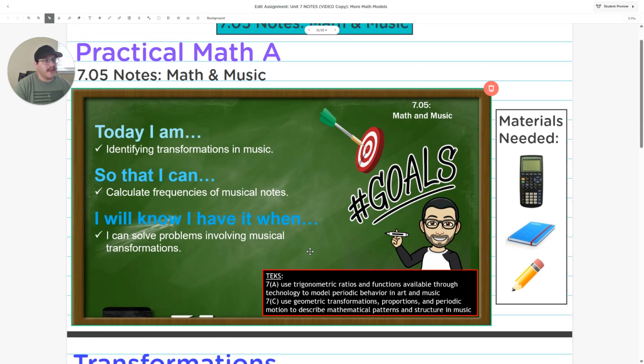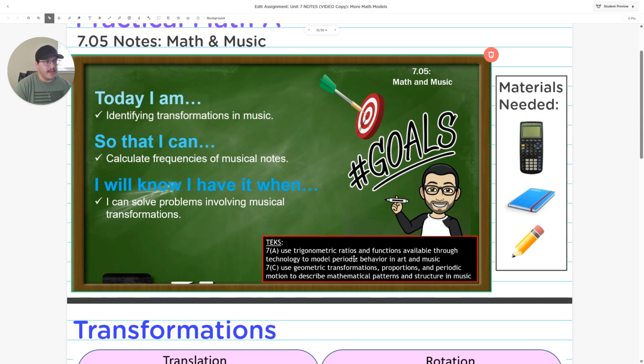Specific TEKs we're looking at for today's lesson are 7a, use trigonometric ratios and functions available through technology to model periodic behavior in art and music. And 7c, use geometric transformations, proportions, and periodic motion to describe mathematical patterns and structure in music.